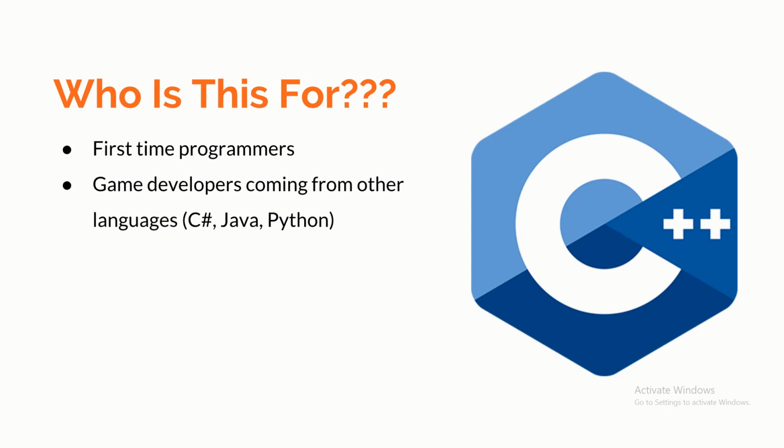What this series is also for is game developers coming from other engines or other languages. So C#, Java, Python, if you've used those languages, C++ is going to be quite different. Especially the way the language has been built, and we'll go over that and why that is and how everything works.